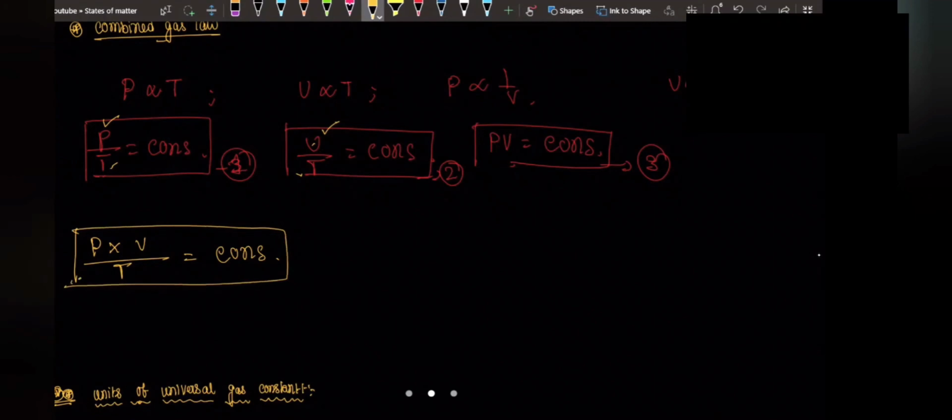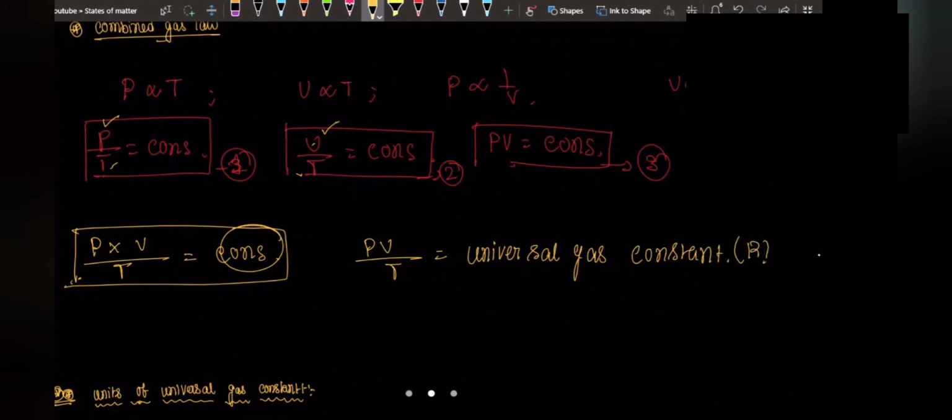Now, that's the combined gas law. This particular constant that we are talking about has a particular name actually. That name is universal gas constant, and it is denoted with R. What do we mean by universal gas constant? It means that throughout the universe, the R value is never going to change. That's why PV by T is known as the universal gas constant. So PV by T is equal to R.